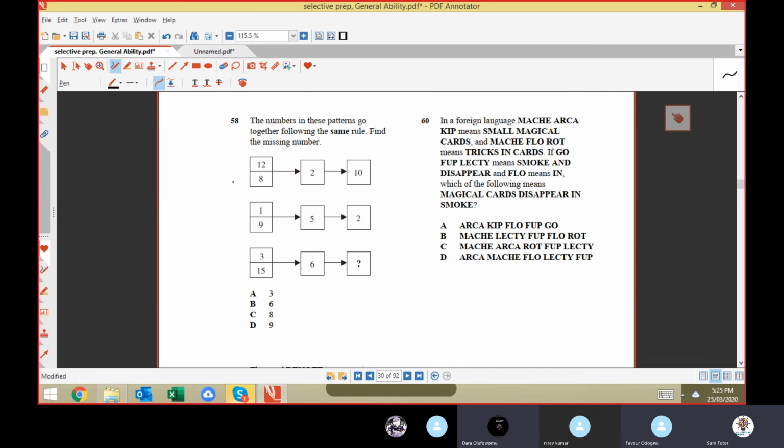All right. Here's another one. So, the numbers in these patterns go together following the same rule. Find the missing number. 12, 8, 2, 10. 1, 9, 5, 2. And 3, 15, 6, something. I think I know. It's D. Oh, so you have to minus it. Yeah, I think it's D.